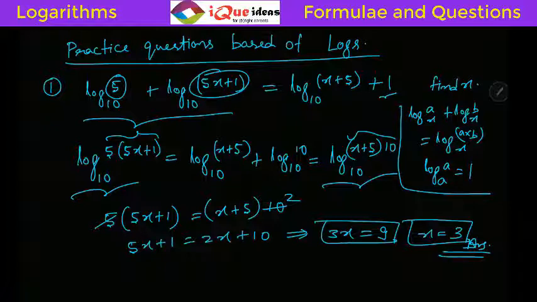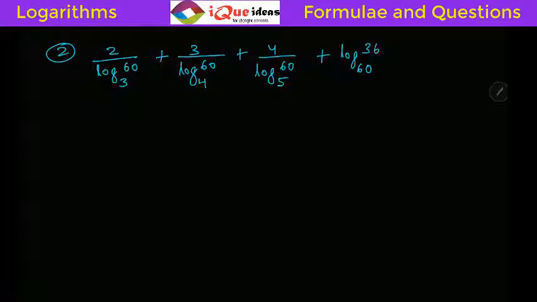Now let's take up the next question. This question says 2 divided by log 60 to the base 3, 3 divided by log 60 to the base 4, 4 divided by log 60 to the base 5, plus log 36 to the base 60, and simplify. Now this is a tricky question actually.